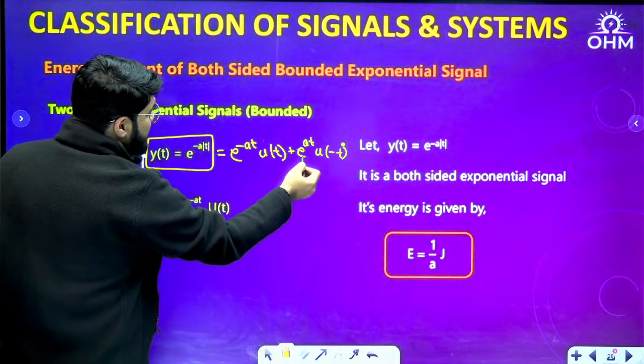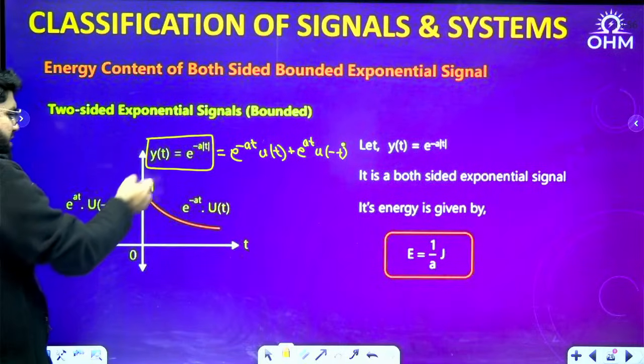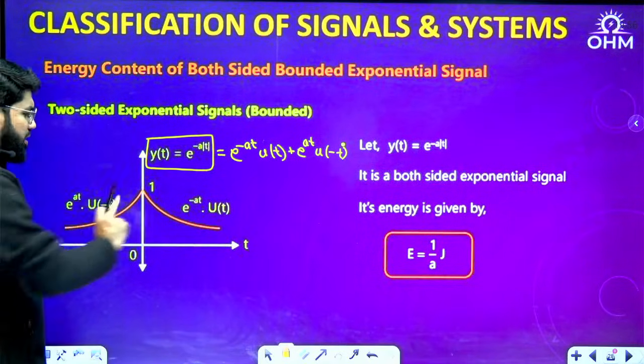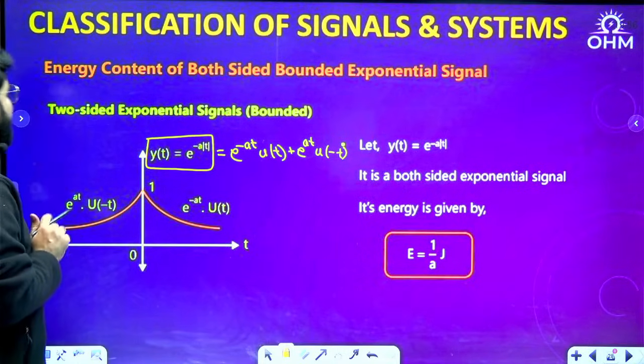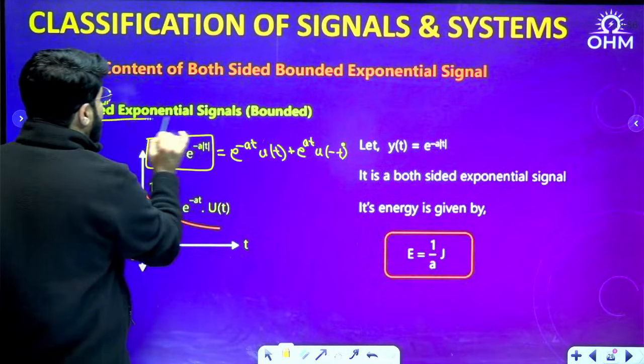For e power plus at times u minus t, on the left side, it increases up to 1 and then starts decreasing. Overall, all the values are finite and do not exceed 1. So this is again a finite signal, a two-sided bounded exponential signal.